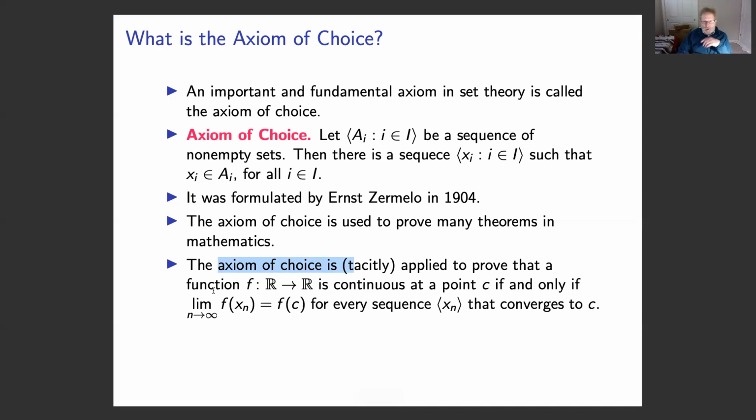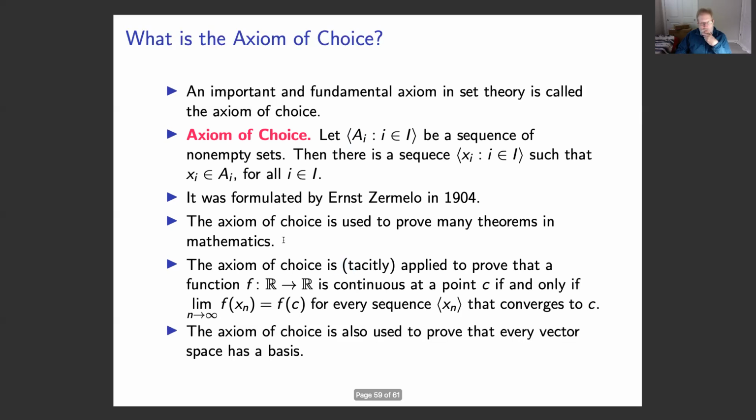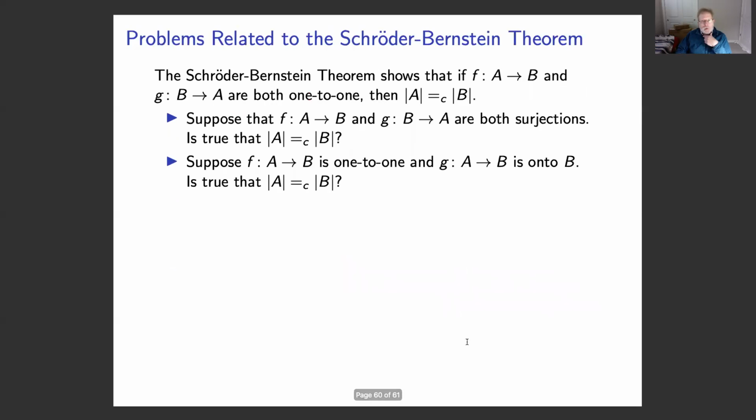So the axiom of choice is everywhere, even though you may not see it. Many times mathematicians apply the axiom of choice and don't realize they're actually applying it, so sometimes it's thought of as an invisible axiom. The axiom of choice is also used to prove that every vector space has a basis. When I first learned that, I thought that was pretty amazing, but I'm easily amazed, right? Problems related to the Schroeder-Bernstein theorem.